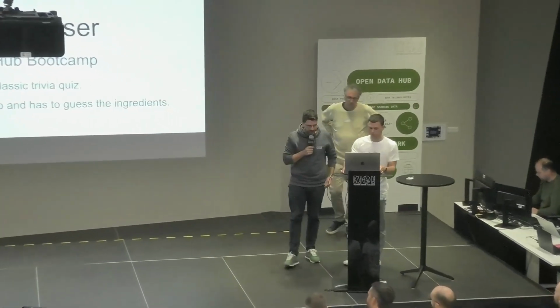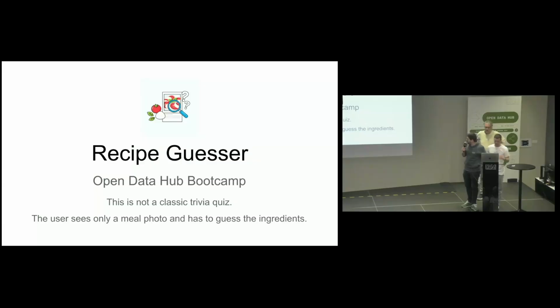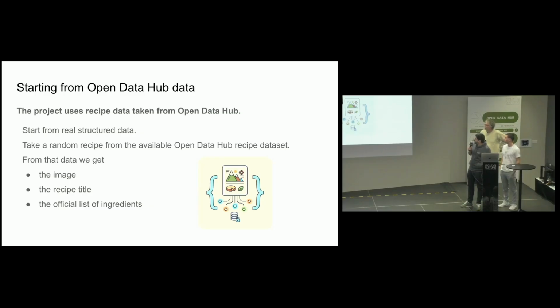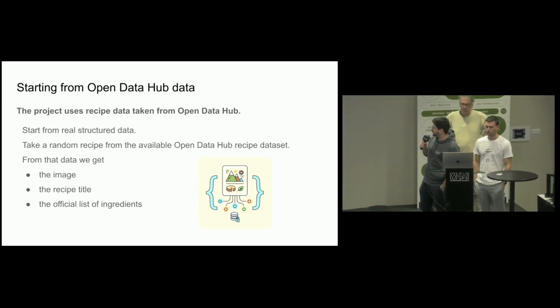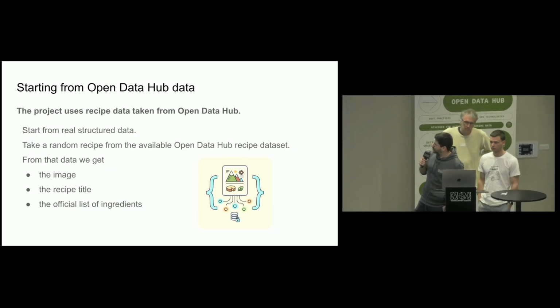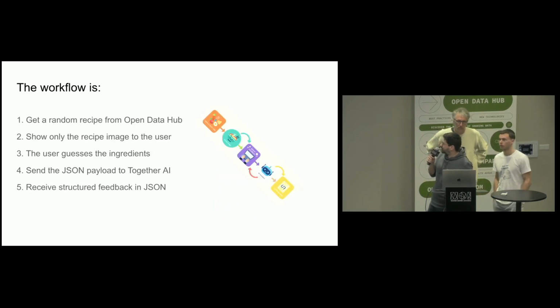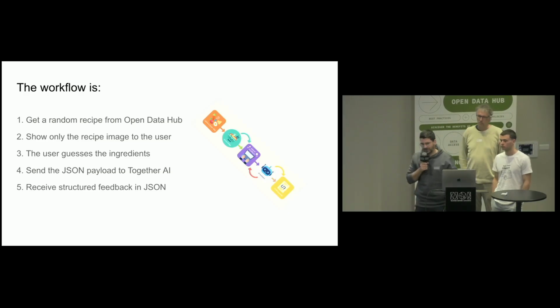All right, so I'm gonna speed up for the presentation so that we have more time for the demo. Starting from the Open Data Hub, we gathered all recipes we found on the Open Data Hub, which include an image, some recipe title, and a list of ingredients. Then we get one random recipe from that list. We show the user the image of that dish, and then the user has to guess the ingredients. So it's a bit like GeoGuessr, but for recipes or dishes.